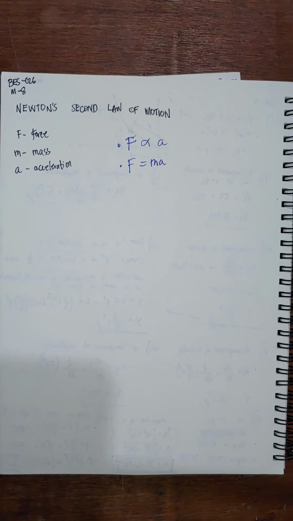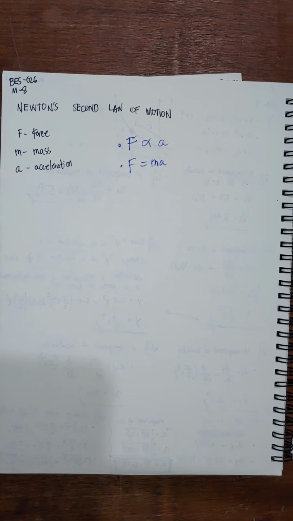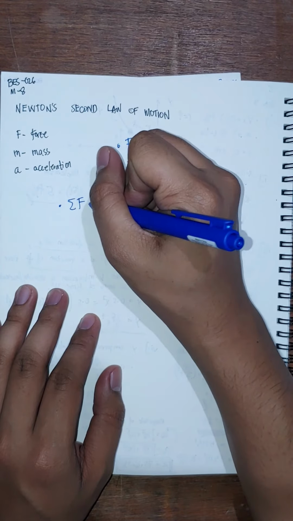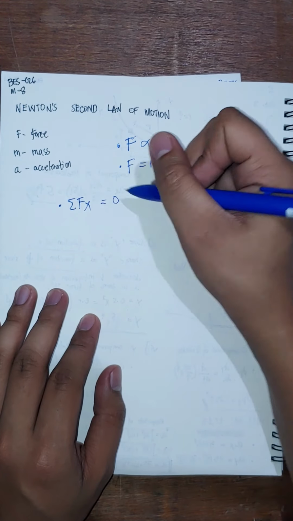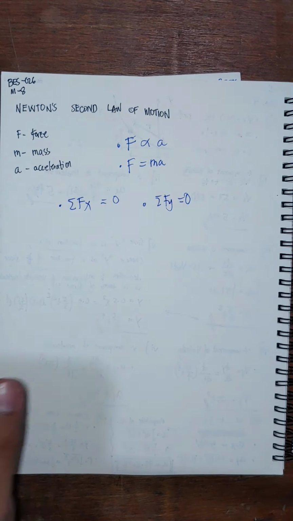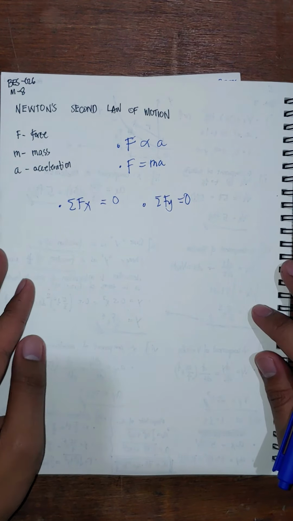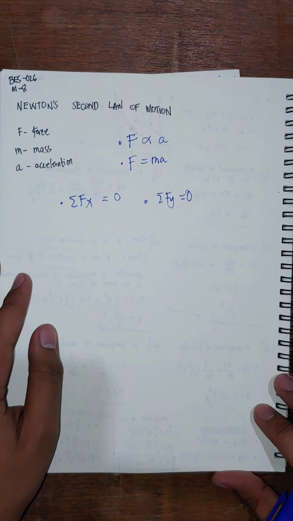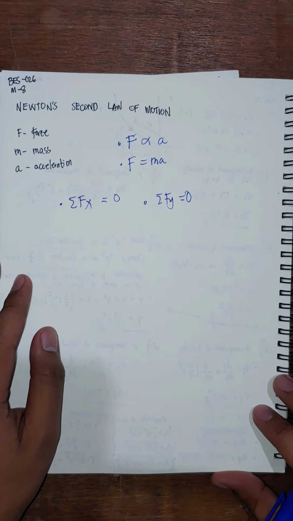So now we already talk about the unbalanced force. In the statics of rigid bodies, we discussed balanced force, where the summation of forces along x is equal to 0, and the summation of forces along y is equal to 0. If the forces acting on a specific body or a particle are balanced, it means that the particle does not move. That is statics.